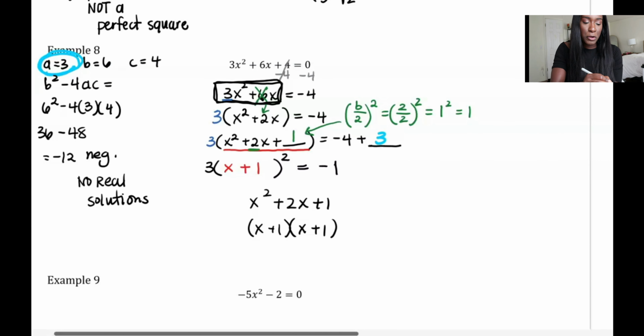Another hint about the square root method, whatever this number is, the number that you squared to get that final answer, just the b over 2, that should always be this number. Okay, that should always be that number.